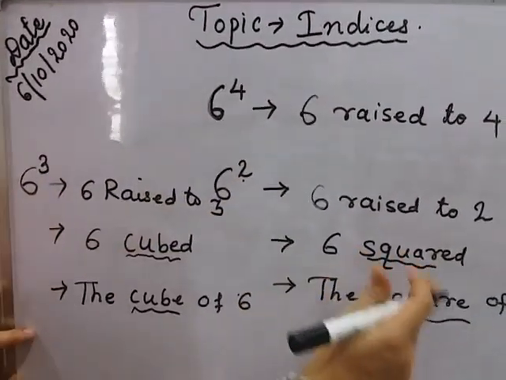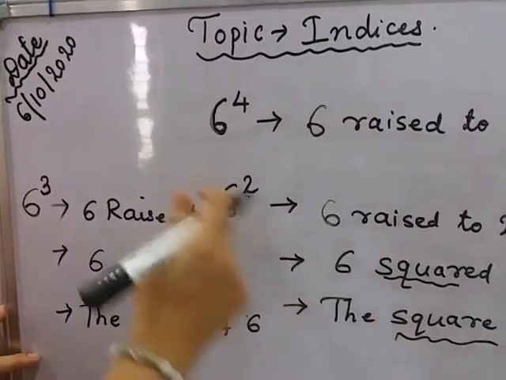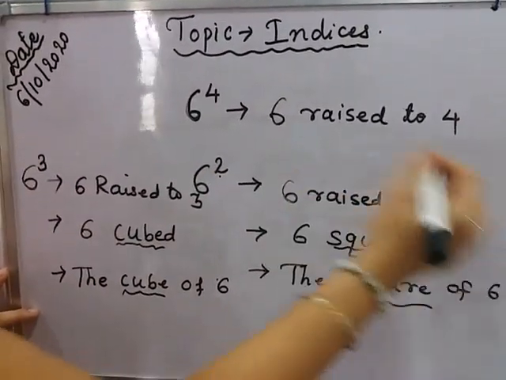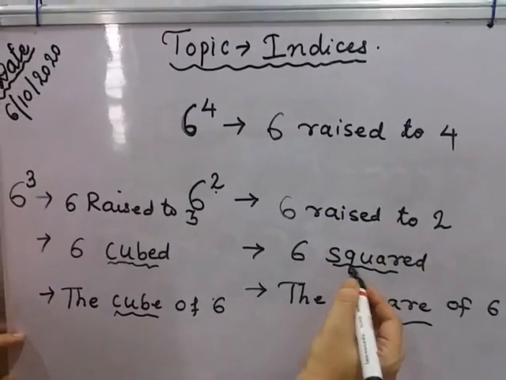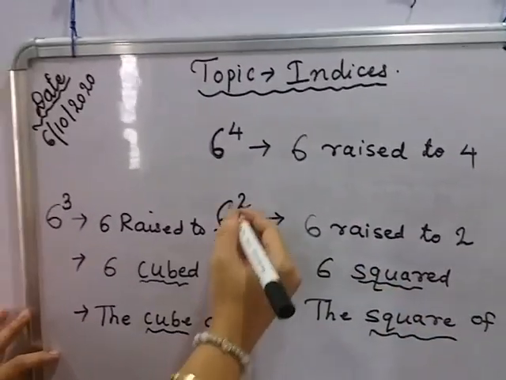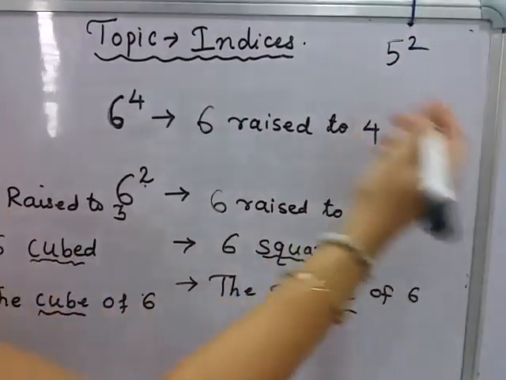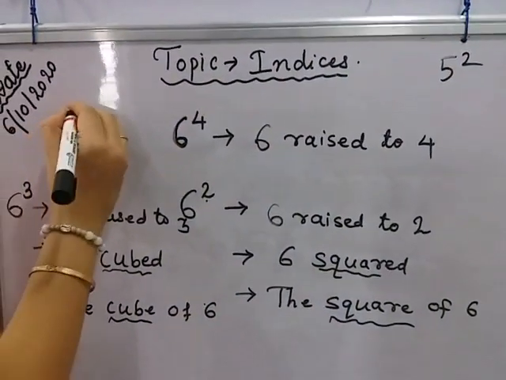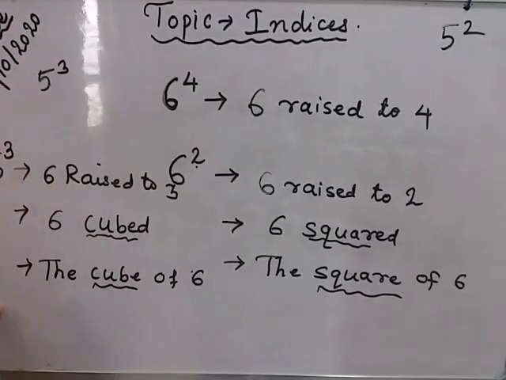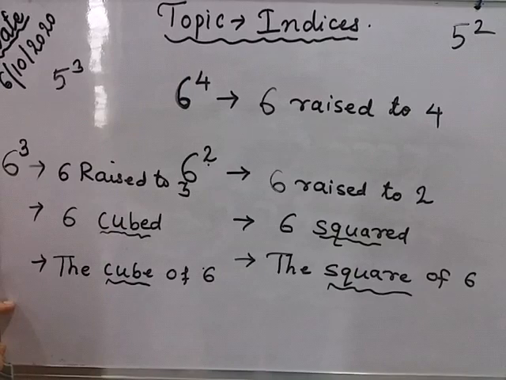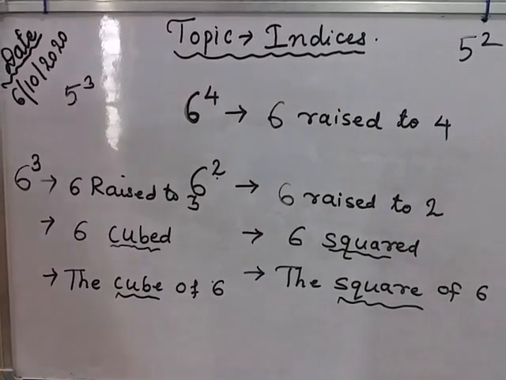So students, when there is a 3 as an index, we use the word cube, and when there is a 2 as an index, we use the word square. So just remember, whenever 2 is the index, it is correct to read it the other way too, but mostly we use the word squared. So 6 squared, or 5 squared. If it is this way, we will say 5 cubed, or the cube of 5. Okay, students, I hope you understand what we have done.